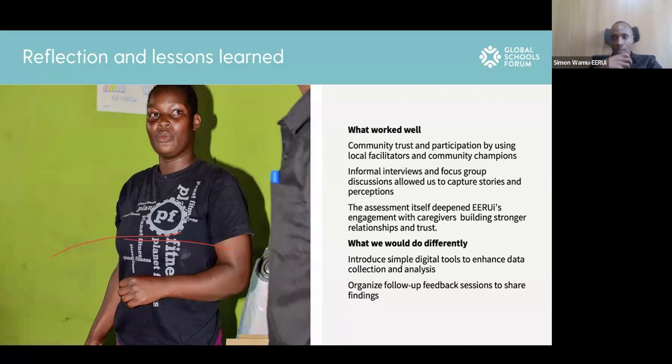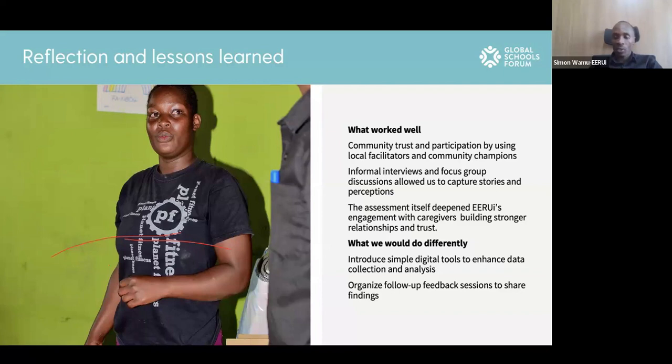And the assessment itself also deepened our own engagement with the caregivers, and helped build stronger relationships and trust, because what sets us apart mostly is our community-rooted approach. And these assessments and engagements helped us to really reinforce that.